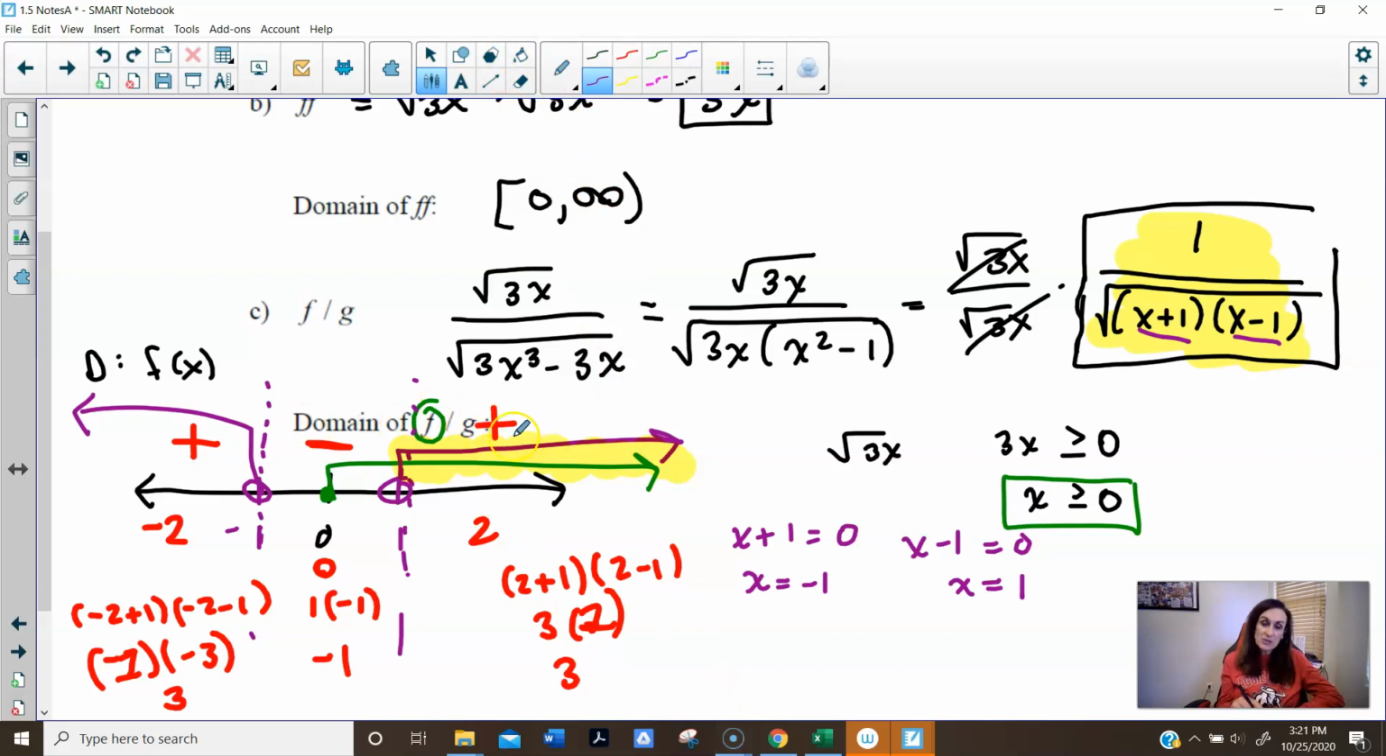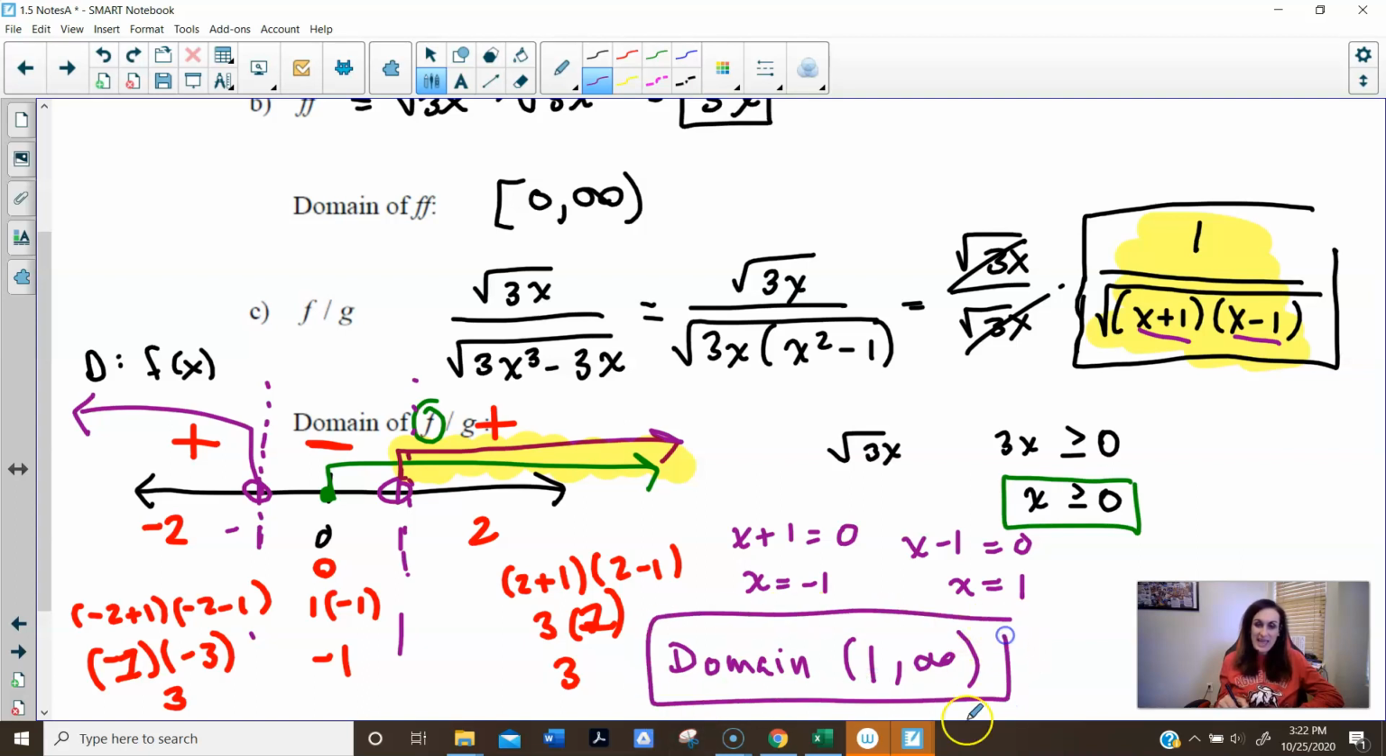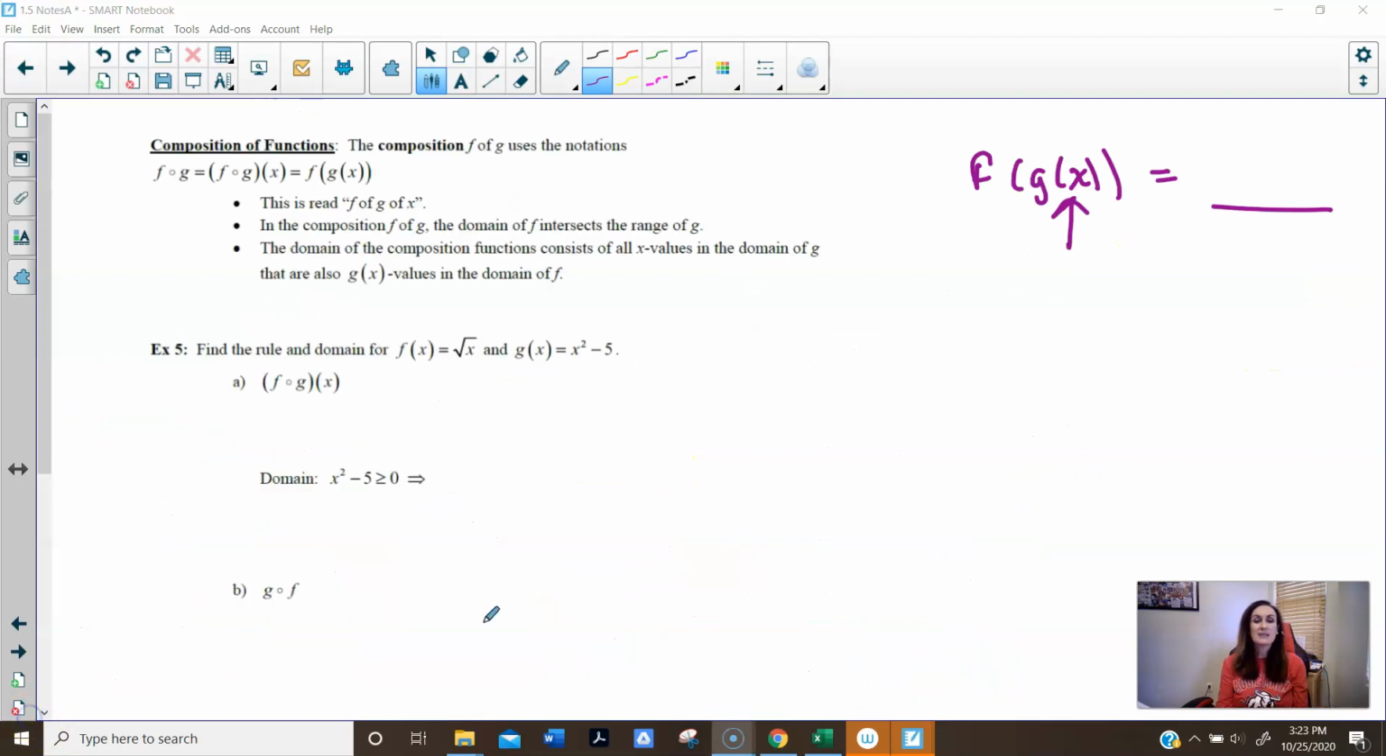So what is the domain of f of x divided by g of x? The final domain is going to be 0 to infinity. Not 0, come on, 1 to infinity, not including the 1. 1 to infinity. And that's your domain. So now we're going to look at the domain of a composition function.